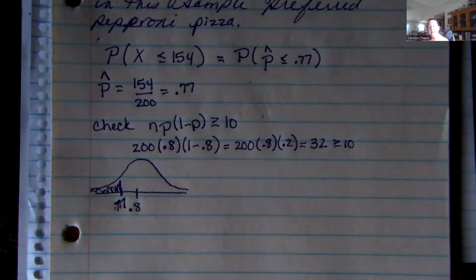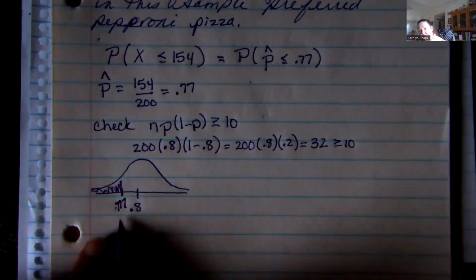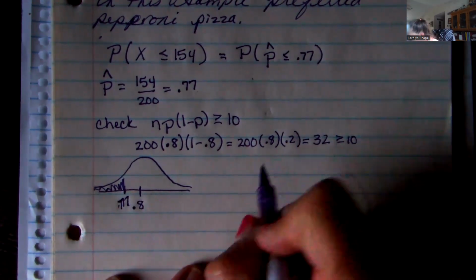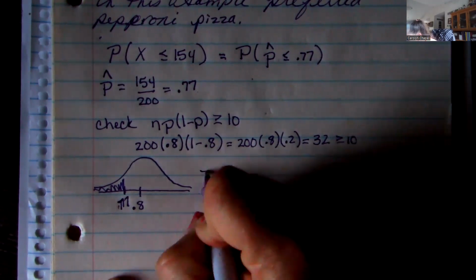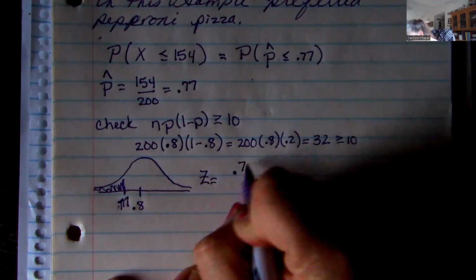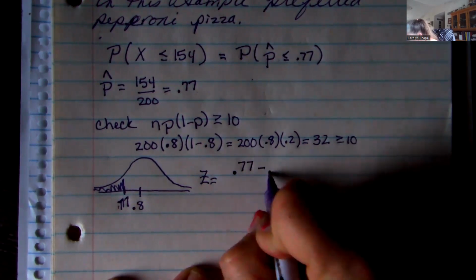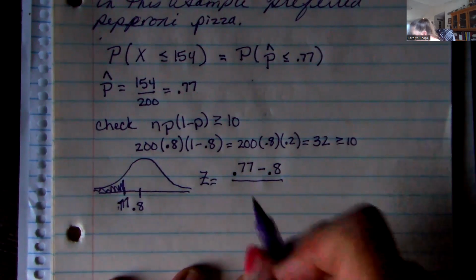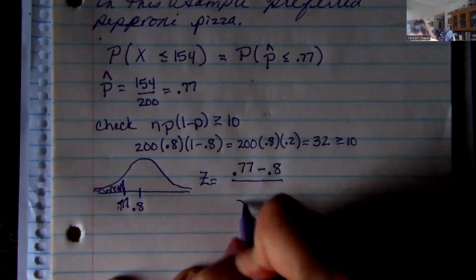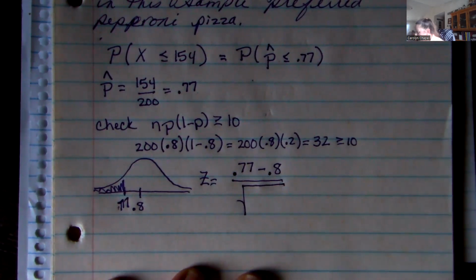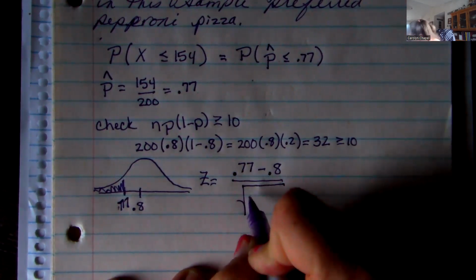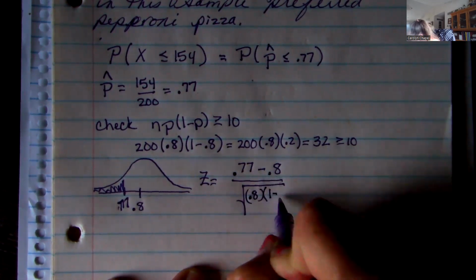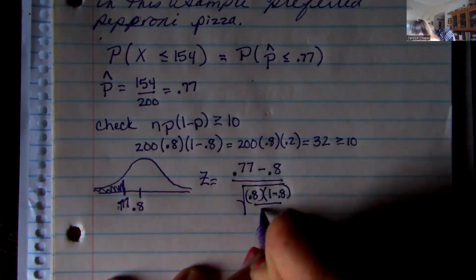All right, now what we need to do is standardize this, if I'm using a table, the old school way. Standardize it, we're going to find our z-score. That's by taking our data value minus our mean divided by our standard deviation. And our standard deviation formula is kind of ugly because it's that P, that 0.8, times 1 minus P, all over N.